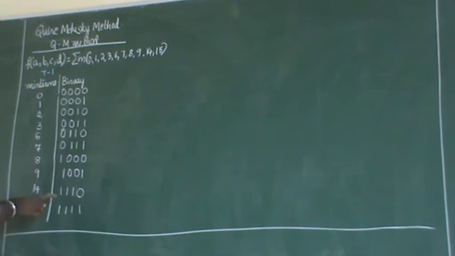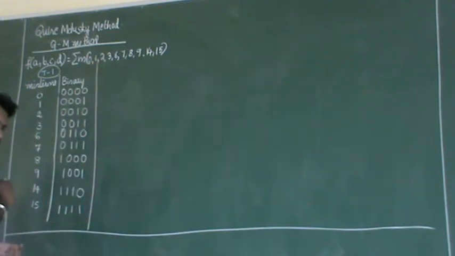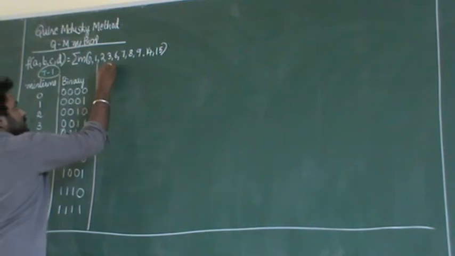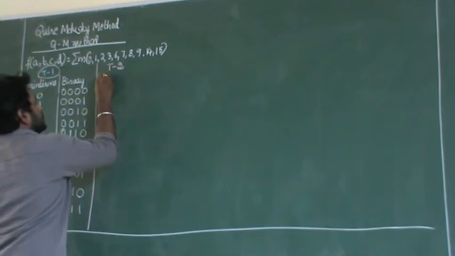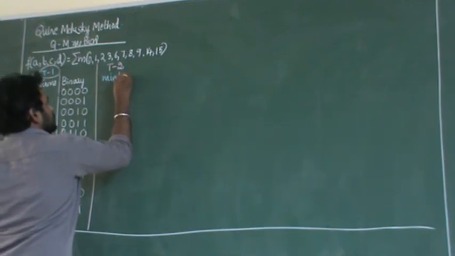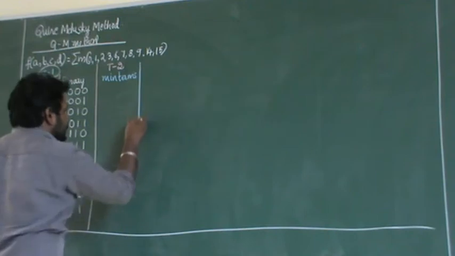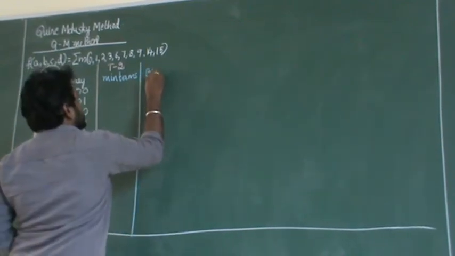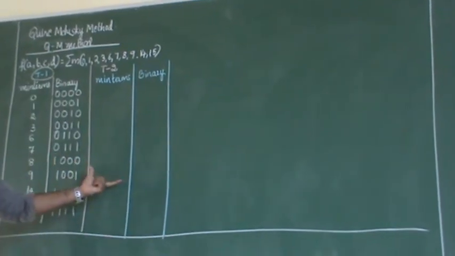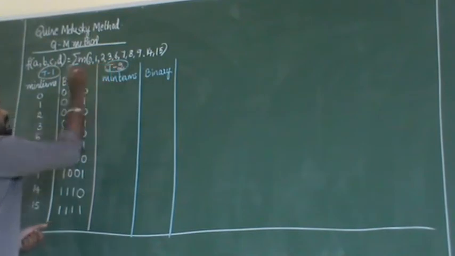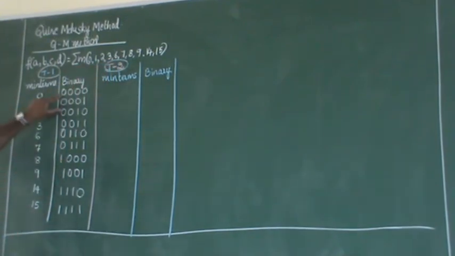So this is the first table, which is represented as T1. Next I will write table 2. How to write table 2? You just carefully listen. This is table 2. In table 2 also you are supposed to write minterms and then the respective binary representation. So how to write down the binary representation for the same? First, you have to write the minterms which have no ones.